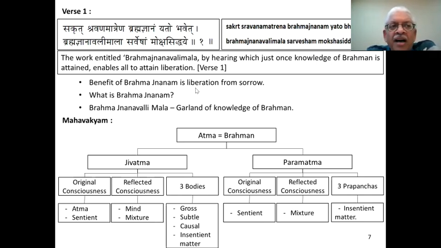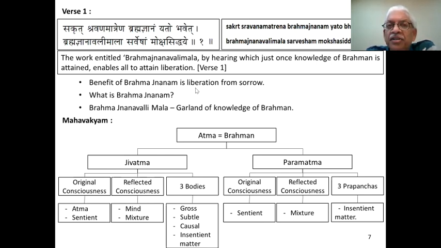That covering power is called Maya, or the causal body. The three bodies are inert by nature. They are insentient. They don't have the power to think, the power to breathe by themselves. They don't have any power, nothing. What gives them the power is Atma. Sentiency is provided by Atma. Similarly, Paramatma also has an original consciousness which is sentient.